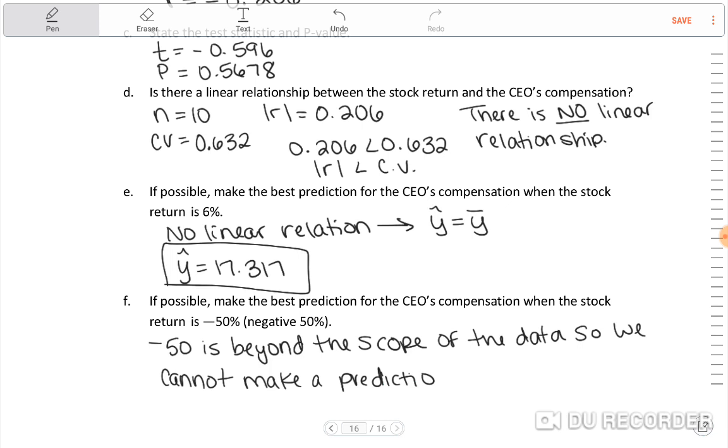All right, finally we did it. That's the end.